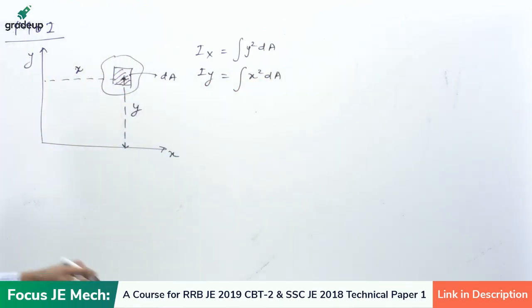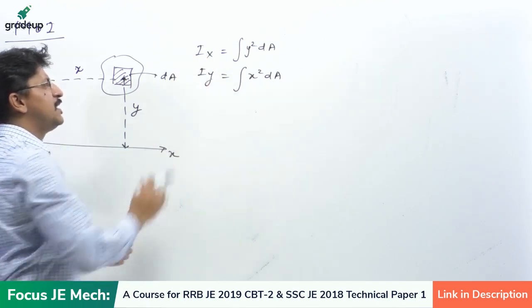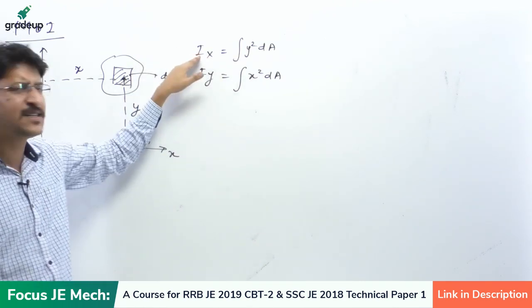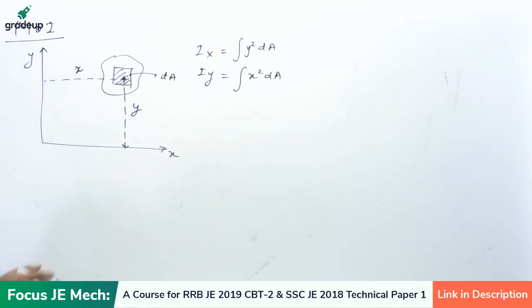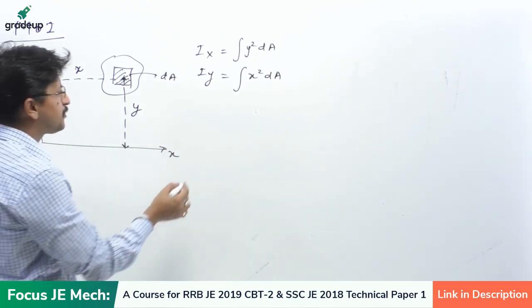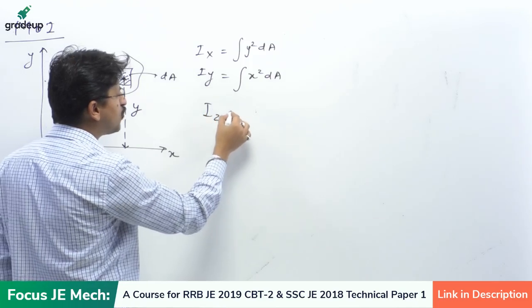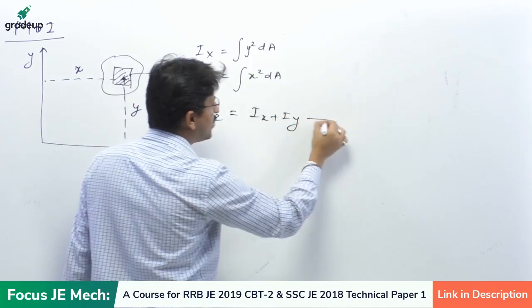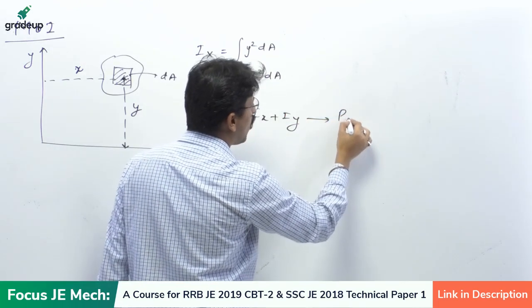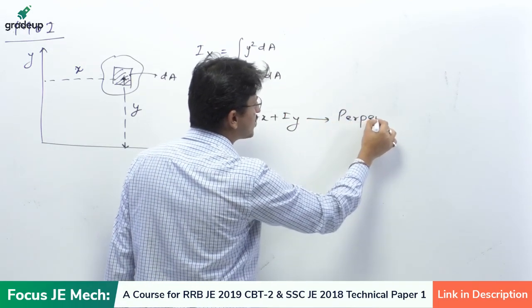And Iy will be equal to integration of x square dA. Clear? This is basically Ix, the moment of inertia of this body about x-axis. This is the moment of inertia of the body about y-axis. Clear? Then, if you need to find out about the z-axis, this is given by Ix plus Iy. This is nothing but the perpendicular axis theorem.